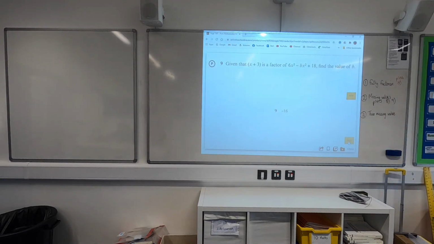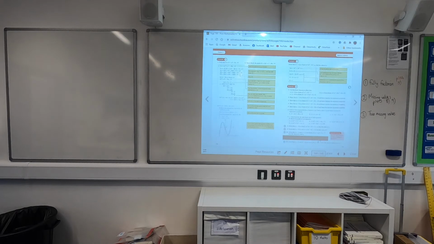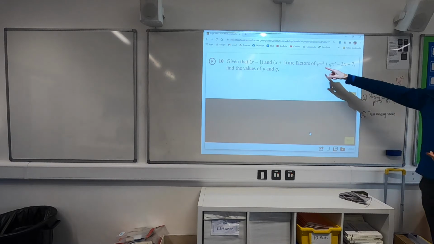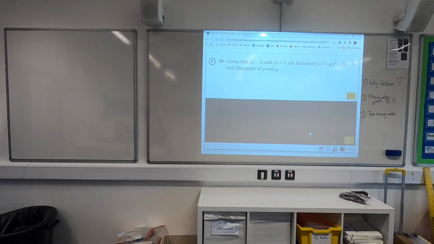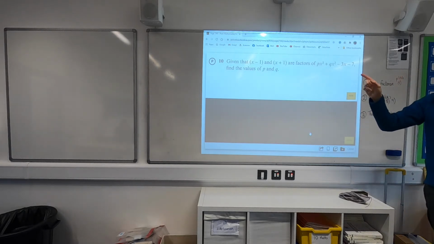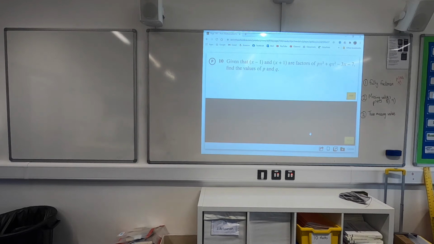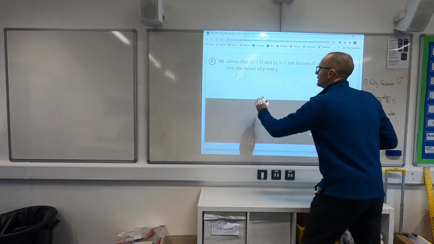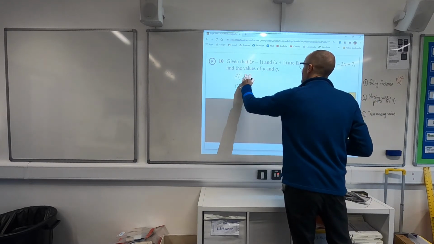And a good example of that is found in, surprise, surprise, question 10 on the same page, page 145. So I have got, this time, 2 missing values in my polynomial, in my cubic, but I'm also told about 2 factors. Now again, I'm not being asked to factorise this, I'm being asked to find the values of P and Q. So, Isabel, what 2 values of x do I know will make this equal 0? 1 and minus 1.